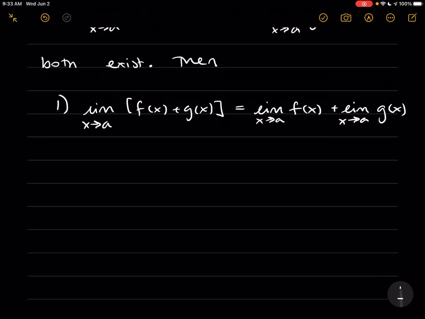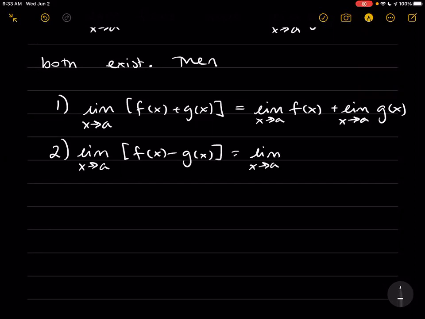Along the same lines, just with subtraction, if you have the limit as x goes to a of f of x minus g of x, that's going to be equal to the limit as x goes to a of f of x minus the limit as x goes to a of g of x.